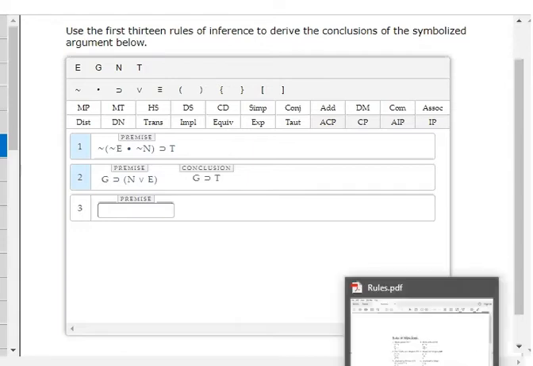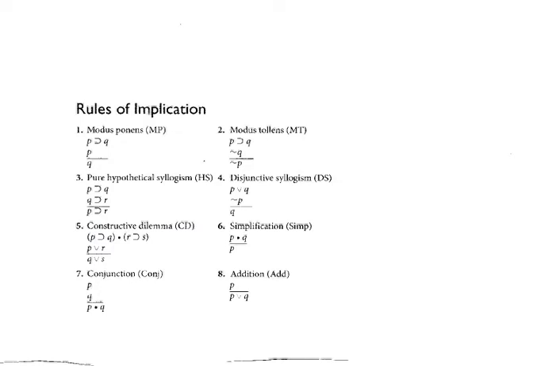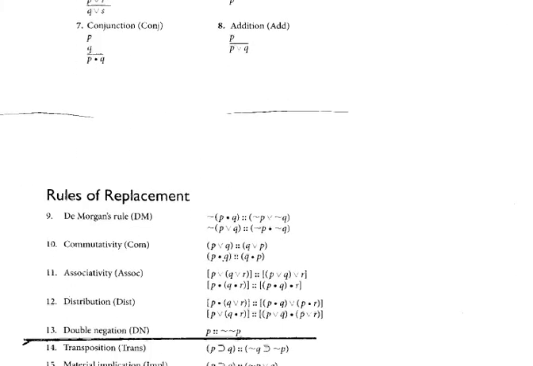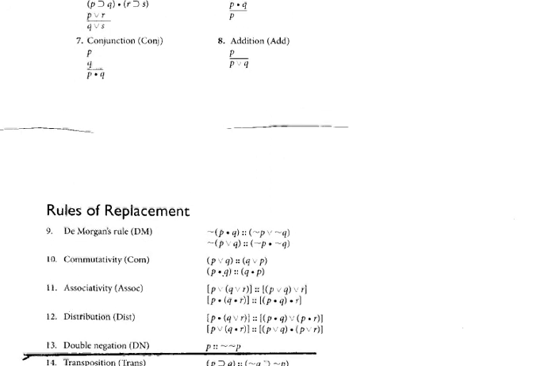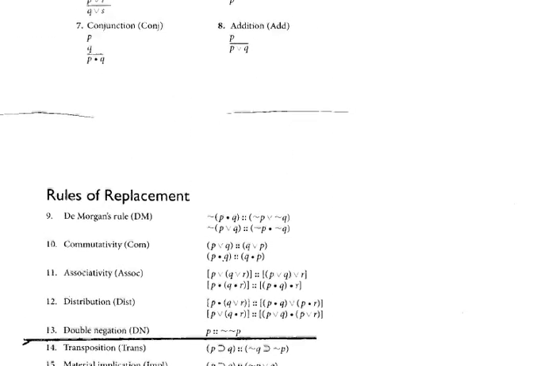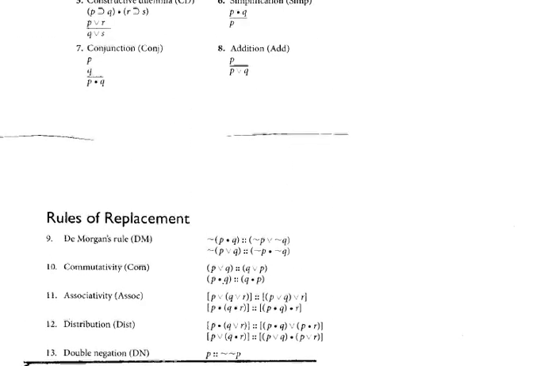We are adding to the rules of implication, which were covered in sections 7.1 and 7.2. Here we have the rules of implication that were covered in those sections. Please note that we are still going to use these rules as well. So we're just adding 5 more, rules numbers 9 through 13, which we've added.